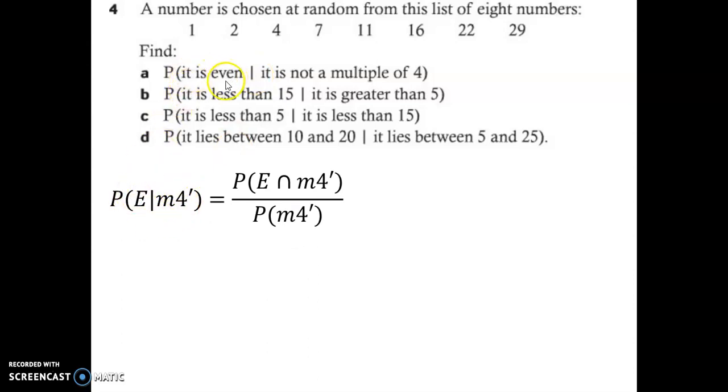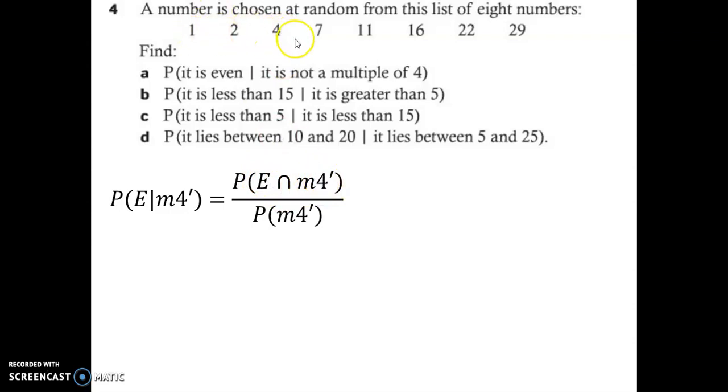In the first one, it is even, so I'm using E for that. And then given that it is not a multiple of 4, so I'm going to put M4 for multiple of 4, and not. The conditional probability is the intersection of the two things divided by the probability of the last part. So the intersection of E and multiple of 4 means which of these numbers are both, because this means and, both even numbers and multiples of 4.